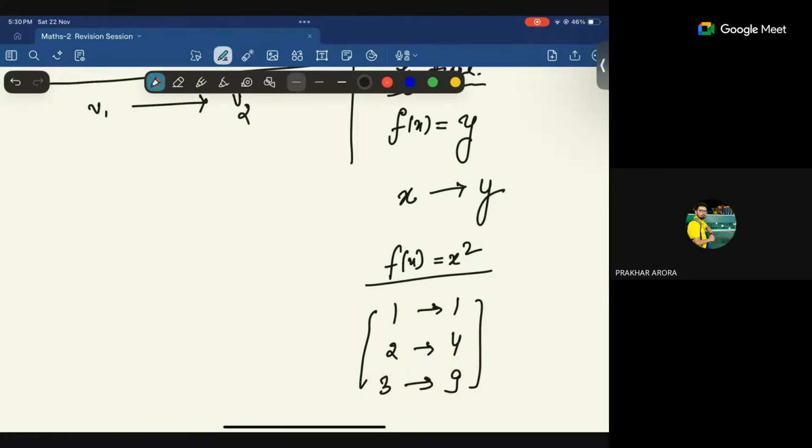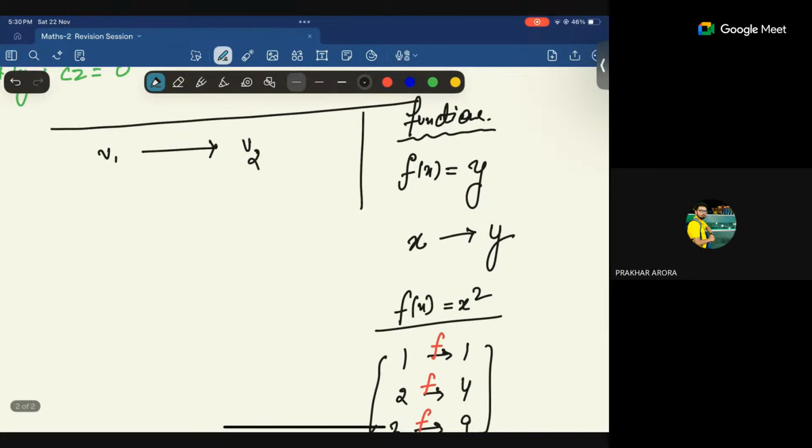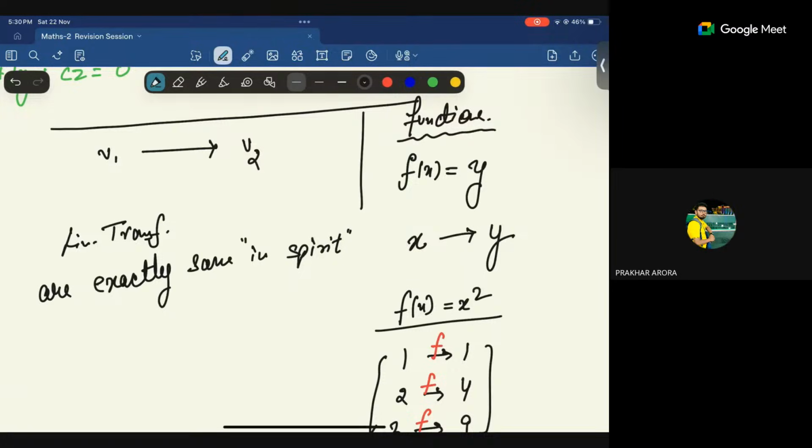Okay, and it is not just transforming in the air. This number is given to a function and then the function is changing it. There is a sparkling resemblance between linear transformations and functions. To be speaking truthfully, linear transformations are exactly the same in spirit as functions from sets. Linear transformations in linear algebra.